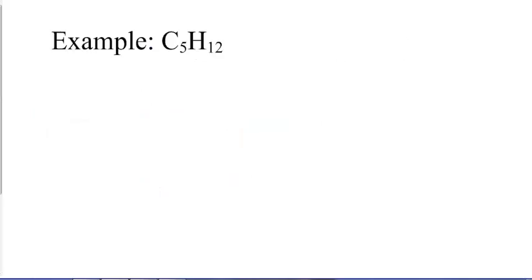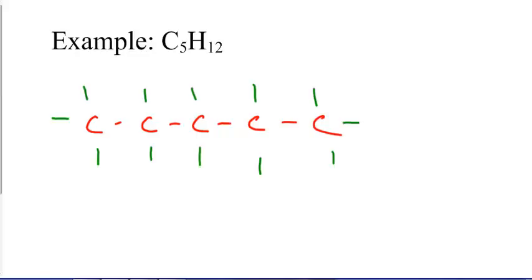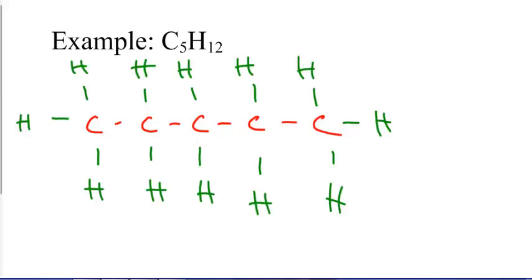How about for C5H12? Let's follow those same steps. First, let's draw our carbon chain. This time there's 5. Let's count how many hydrogens would be needed. You might want to pause and count this one for yourself. So it would need 12. Are there any extra bonds required? No. The 12 hydrogens go around, and this is a complete molecule.